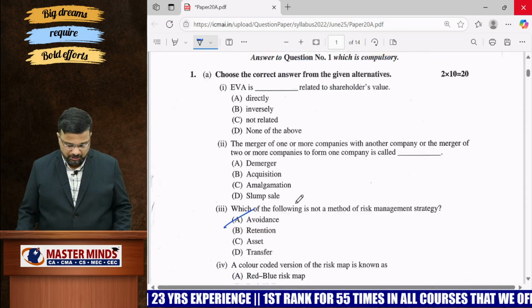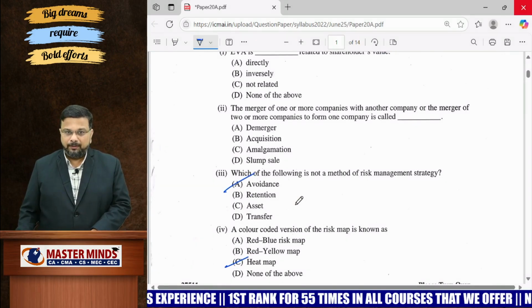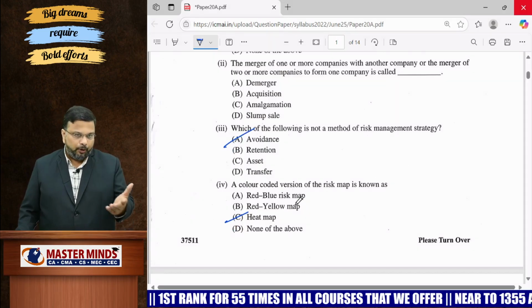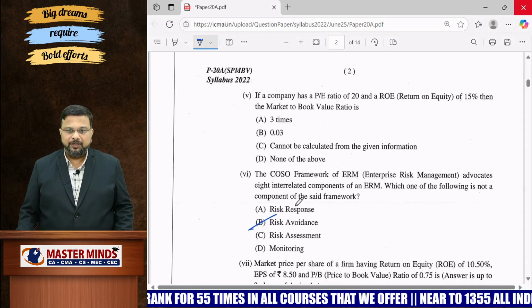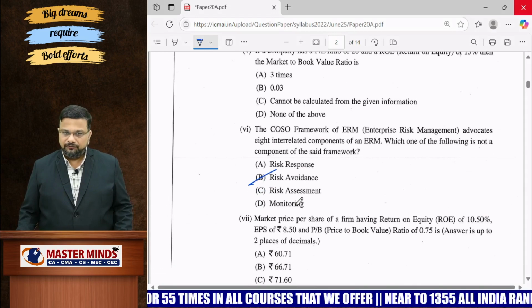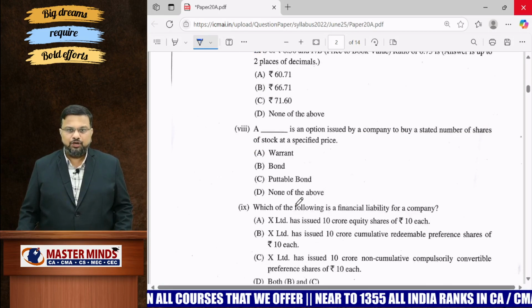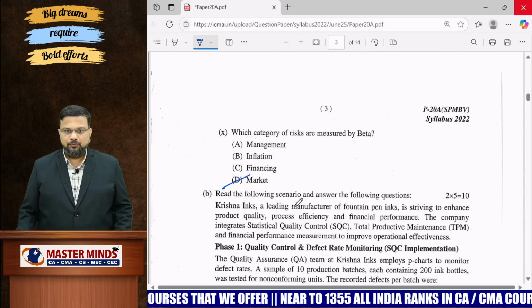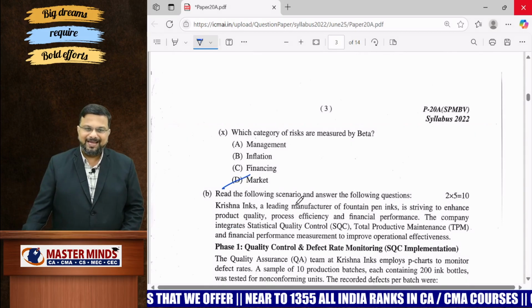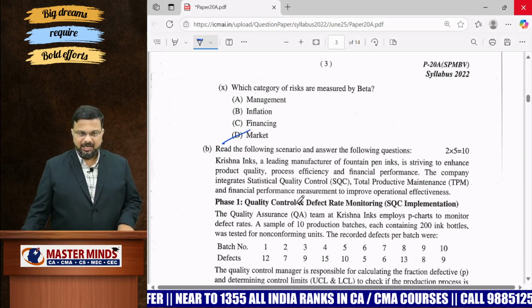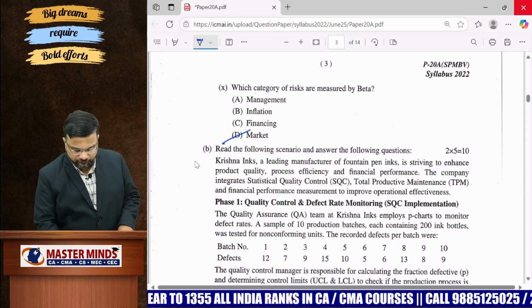Let me see how many MCQs are given. The third MCQ is from SPM. The fourth is also from SPM. I have pointed out the answers also. Next comes your sixth one, that is also from SPM, the COSO framework, okay. Then next comes your 10th one, that is also from SPM. So these are some of the MCQs, and Part B, which is a scenario based MCQ, is also from SPM.